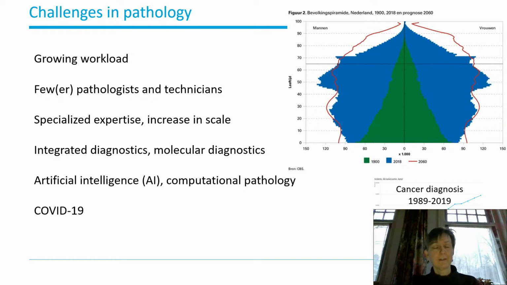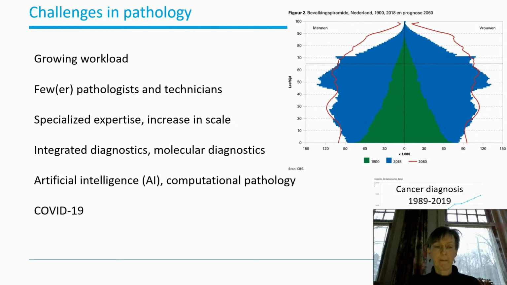Pathology faces some challenges, and one of them is the growing workload, which is partly due to the aging population and also the growing number of cancer diagnoses that is related. Meanwhile, the number of pathologists in our country is rather stable at 350 for a population of 17 million, and that is still growing. And another issue is that technicians in pathology are scarce.